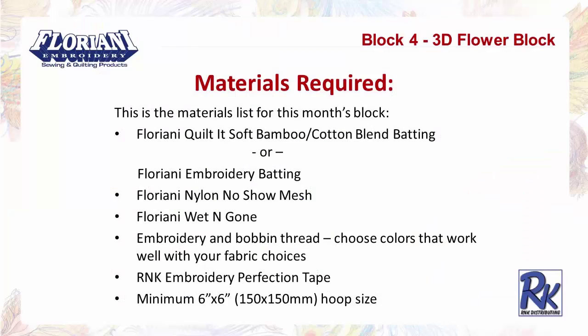So let's go over the materials that you require for this month's block. You're going to need some batting. You have a choice of either Floriani Quilted Soft Bamboo Cotton Blend batting, or you can use Floriani Embroidery batting. You're going to need some Floriani Nylon No-Show Mesh Stabilizer, some Floriani Wet and Gone Stabilizer, that's our water soluble. You're going to need some embroidery and bobbin thread, and you want to choose top thread colors that work well with your fabric choices. You're going to need some R&K Embroidery Perfection tape, that's the pink tape, and to stitch this out you're going to need a minimum of a 6" by 6" or 150mm by 150mm hoop size.